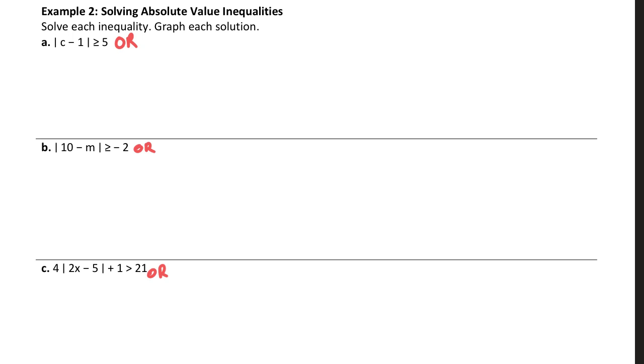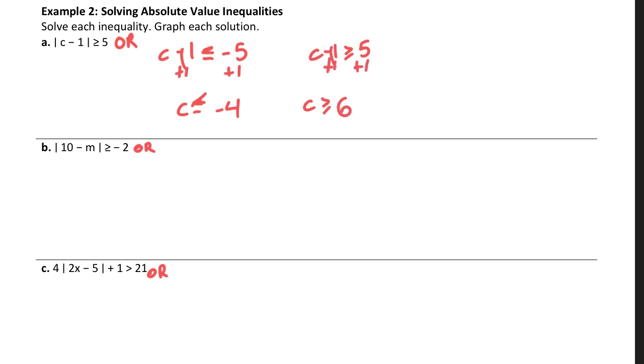So the way I would set this up is I would say, for this or, you think of shading out basically. So the way I would set this first one up, c minus 1 is less than or equal to -5, and then c minus 1 is greater than or equal to +5. So I would solve by adding 1 to both sides. C is less than or equal to -4, and then c is greater than or equal to 6.